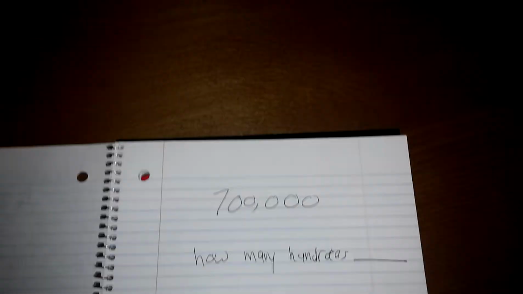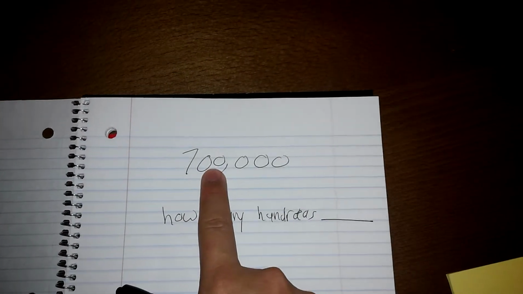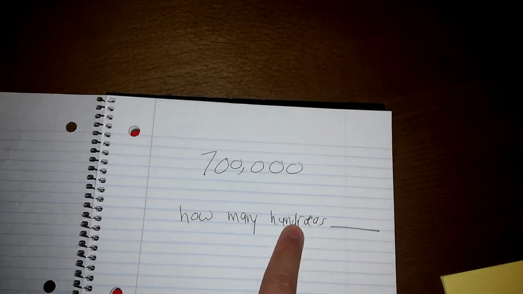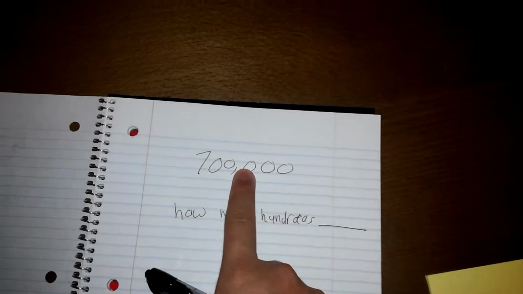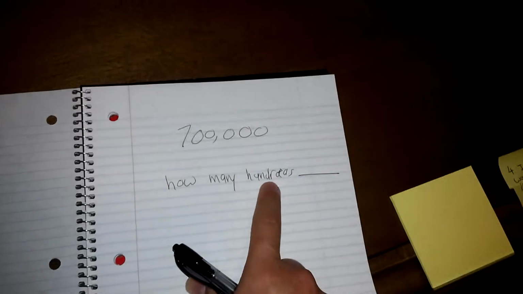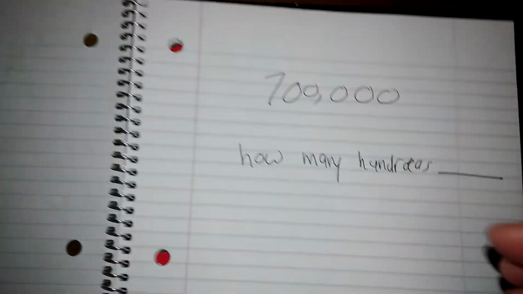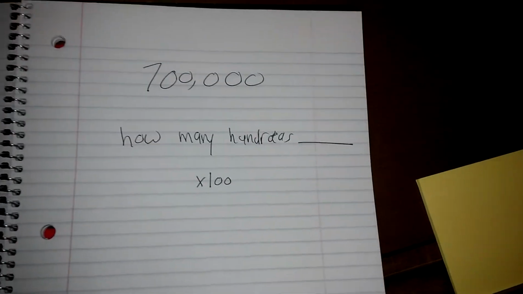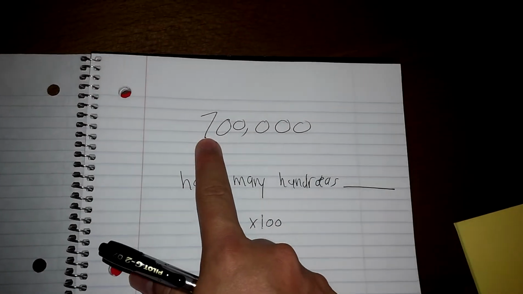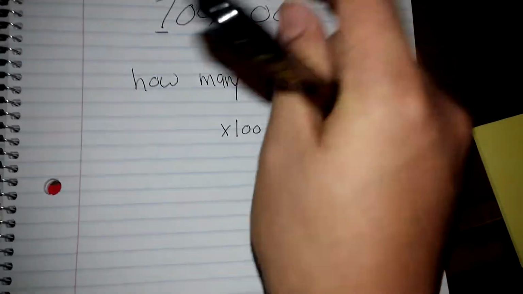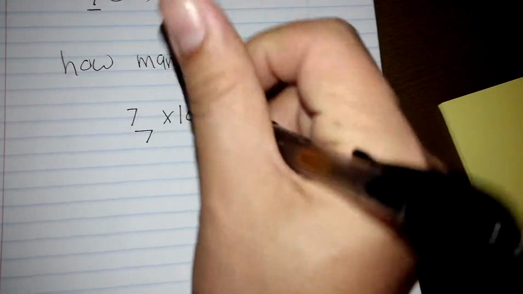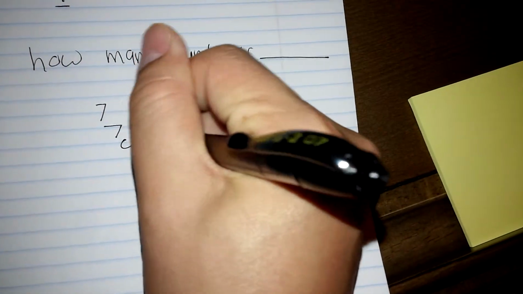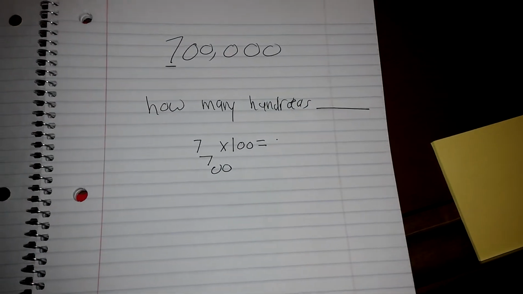Okay? The number is 700,000. How many hundreds are in 700,000? What am I looking for? I'm looking for how many hundreds. That's what I'm going to multiply by. So I'm going to multiply by 100. Start my first digit. What's my first digit? First digit is a 7. 7 times 100 is, put down my 7. How many zeros? 2 zeros. 700. Is that my answer?